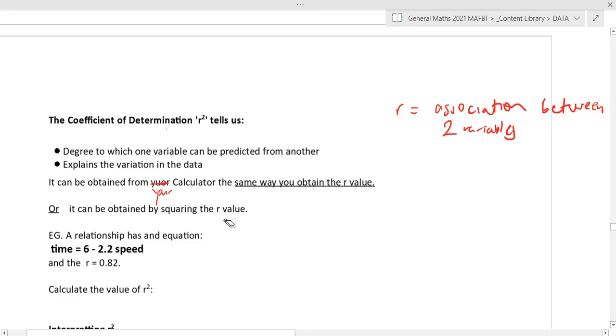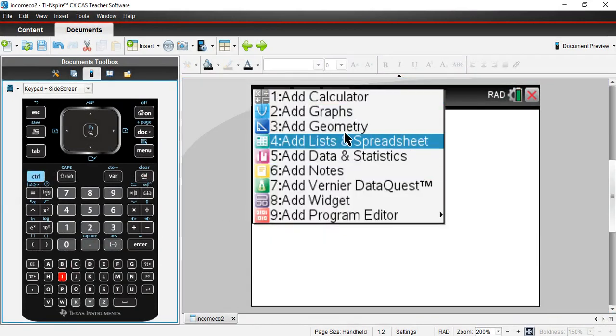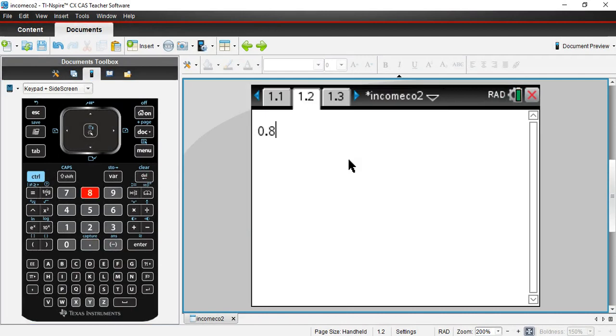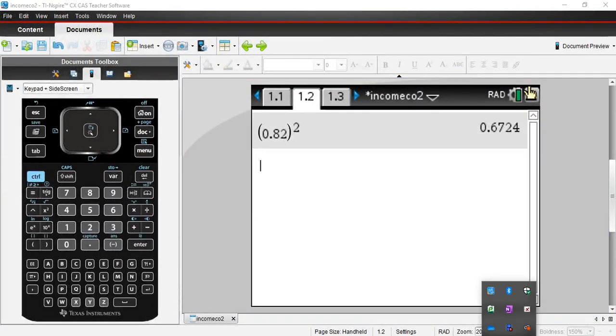So for example, if you have an R value here of 0.82, to get R squared it's going to be 0.82 squared. So on your CAS, let's add a calculator, 0.82 to the power of 2, squared, is 0.6724. So the value of the R squared value, we'll put that here, 0.6724.